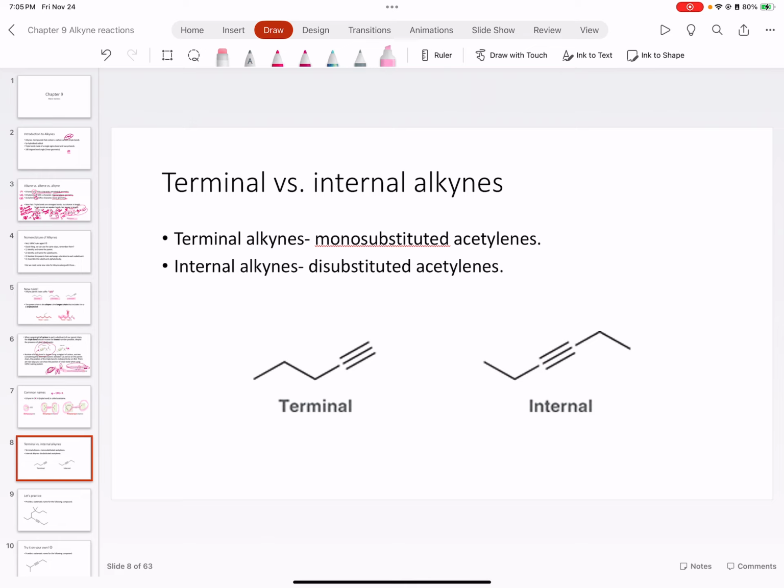So here are some terms. We have terminal versus internal alkynes. A terminal alkyne is a monosubstituted acetylene, while an internal alkyne is a disubstituted acetylene. Terminal, you can think of it this way, it's just going to be monosubstituted. Internal is in between two carbons, disubstituted.